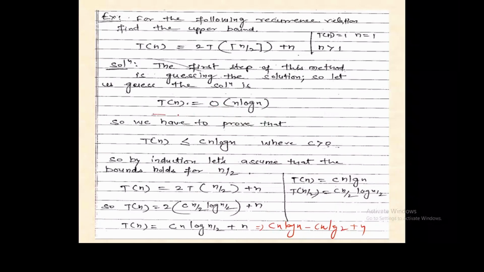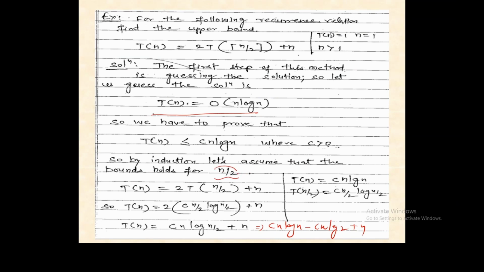Now when we have guessed the solution, we need to prove it. Initially, what we need to prove is the upper bound. As per the big O notation, T(n) will be less than or equal to c n log n for some constant c greater than 0 and n greater than some n0. By induction, let's assume that the bound holds for n by 2.